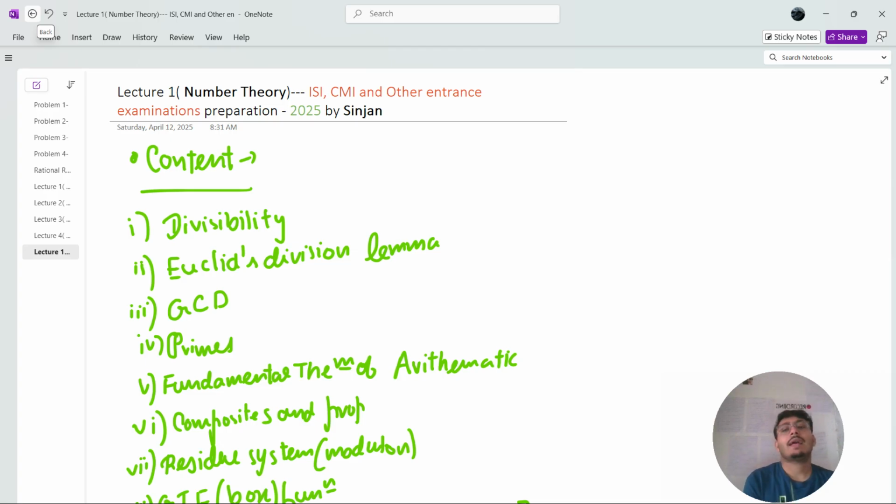Now today, as promised, I had said I would either come up with number theory or with sequence and series, but I thought number theory is a more important chapter since subjective questions also ask for number theory. So let's start up with number theory.